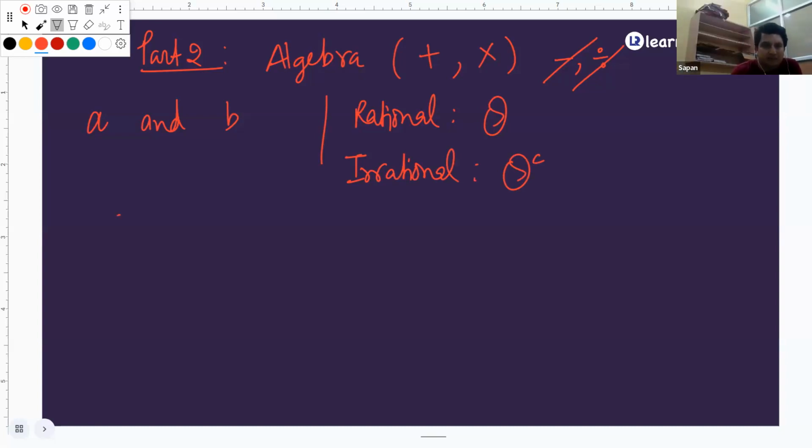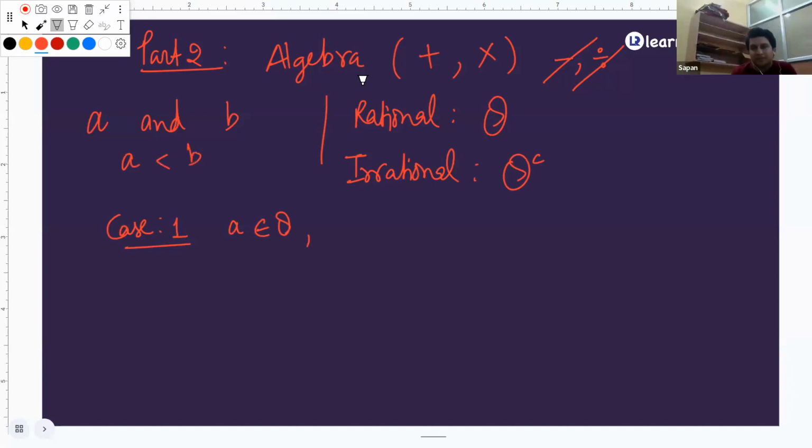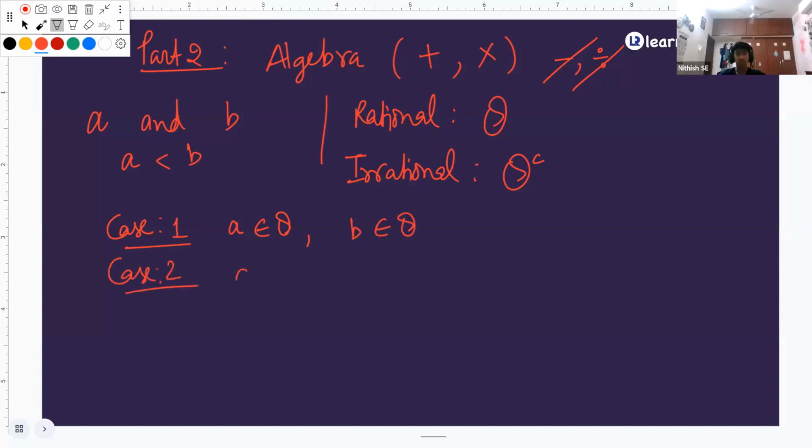So, what are the cases? Case 1: A is a rational number, B is a rational number, and A is smaller than B. What is case 2? A is in Q, B is in Q C, that is, B is irrational. Case 3: A is in Q C and B is in Q. One is smaller, one is bigger.